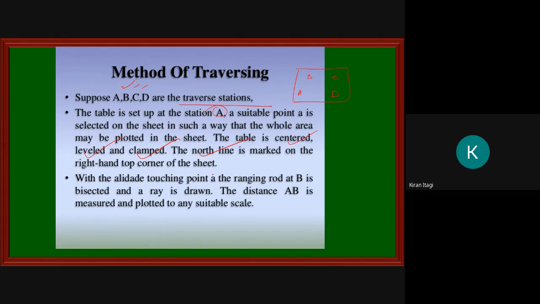Okay. The ranging rod at B is bisected. Okay, from A to B is bisected and the ray is drawn. This is my sheet. Ray is drawn, AB ray is drawn. The distance between A and B is measured at any suitable scale. Okay.